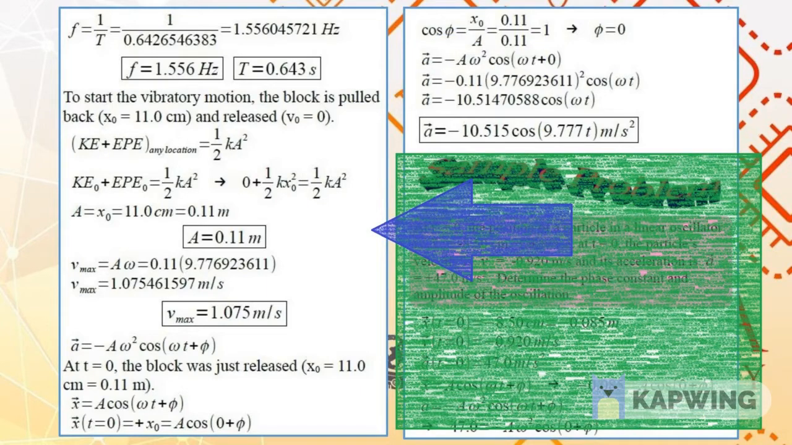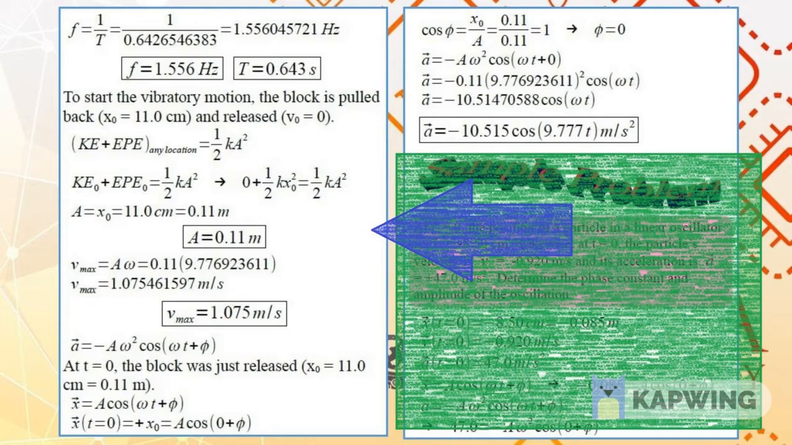Using the initial position, x initial is equal to 11 centimeters, and at that position the object has just been released, so v initial is 0. And using the conservation of energy equation, we are able to determine the amplitude of the vibratory motion, 0.11 meters.